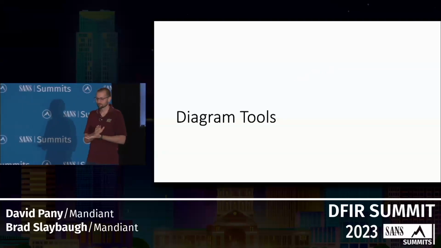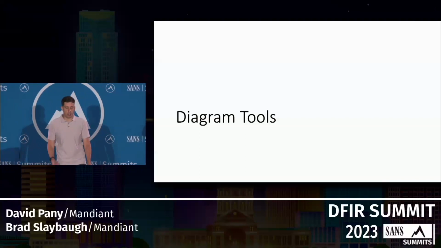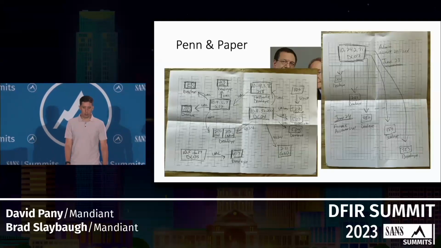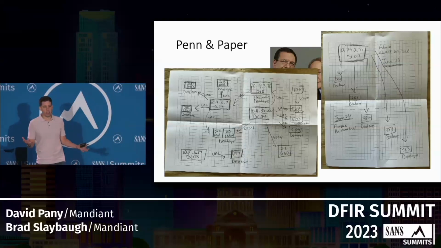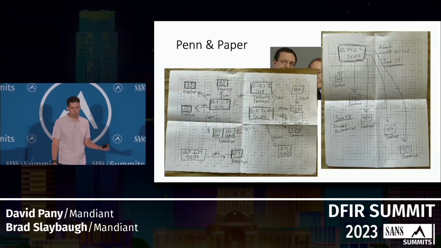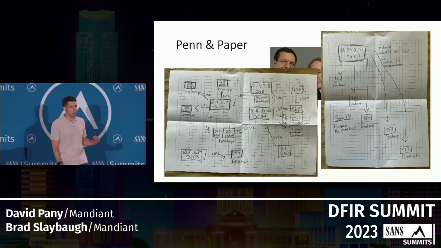All right, next up, diagram tools. So what are some of the tools that we can use to start building these diagrams? Starting right away, pen and paper, start scratch padding the ideas. What do we know about the incident so far and what are our gaps? I think this is the easiest way to get information on paper and start to brainstorm how we want this attack path diagram to look like.